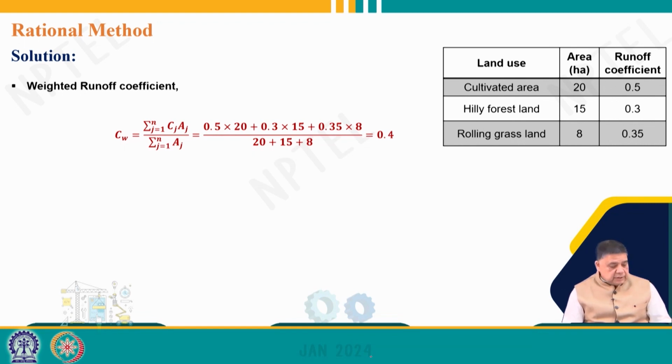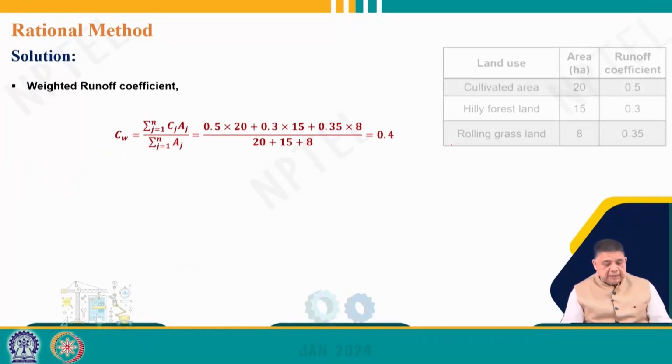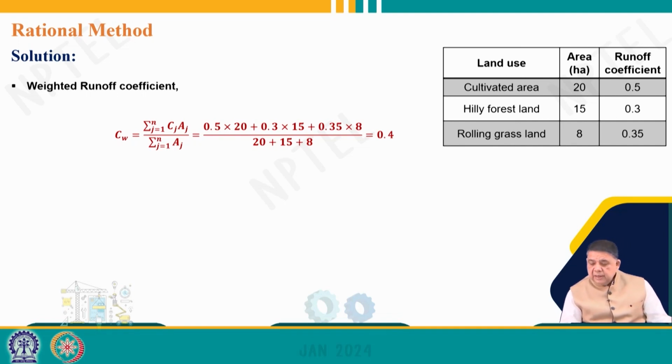So, obviously, because in this case we have been given a watershed with multiple land uses, we have to get the weighted runoff coefficient. We have been given cultivated area of 20 hectares, hilly forest area of 15 hectares and rolling grassland of 8 hectares, and of course, the runoff coefficient values are also given. So, knowing the runoff coefficient values and area, the sum of Cj Aj will give us the numerator and the sum of the area will give us the denominator. By putting these values here, we can calculate the runoff coefficient as 0.4.